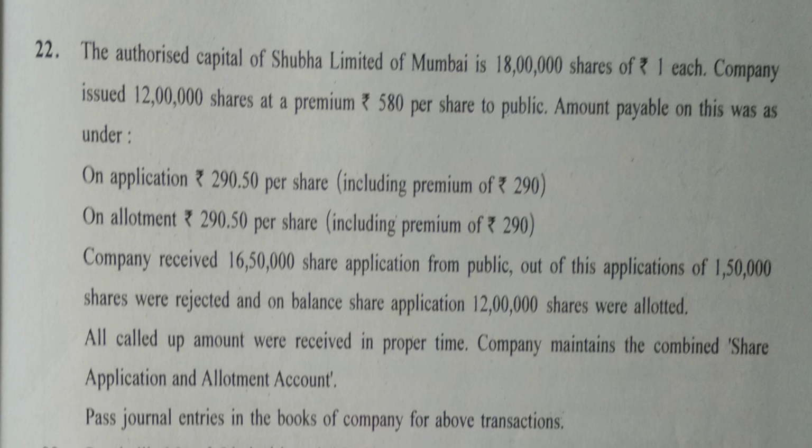Lastly, the last journal entry for receipt of allotment money. The amount that becomes due for allotment. How much? 12 lakh into 290.5. From that, you have to deduct the advance. Now, what is advance? 3 lakh shares. 3 lakh into 290.5. Simple. So that's all about this question.